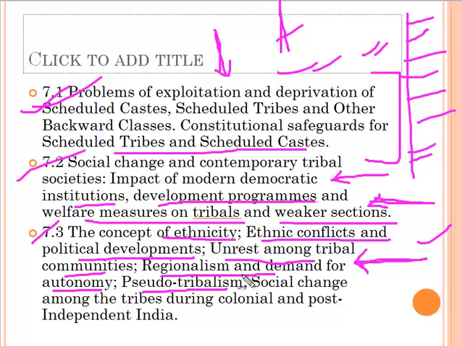And if they are living in remote areas, they will be provided free-of-cost sugar, food materials and all those things. That is why many communities living in the tribal areas are right now trying to claim tribal status. That is called pseudo-tribalism. Then social change among the tribes during colonial and post-independence India, and how that has influenced the interaction between the caste communities, the agricultural communities and urban communities, and how social change is occurring. And there are different social movements like the Tana Bhagat movement or the Birsa Munda movement. All that you have to study here.